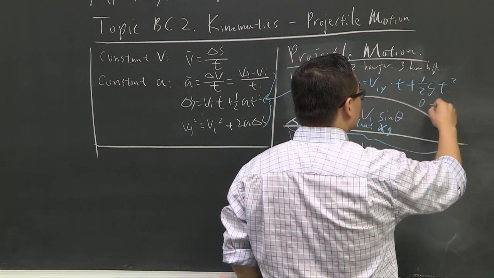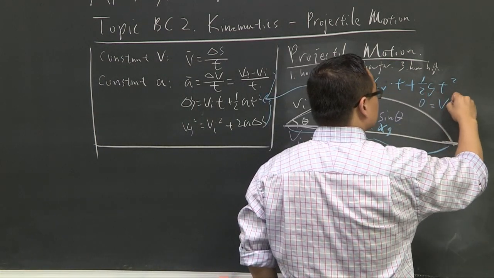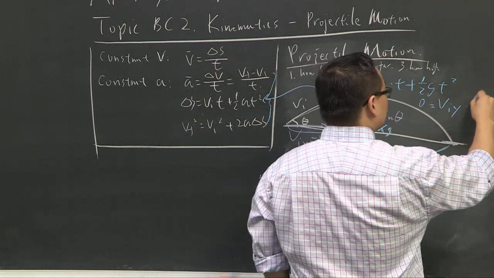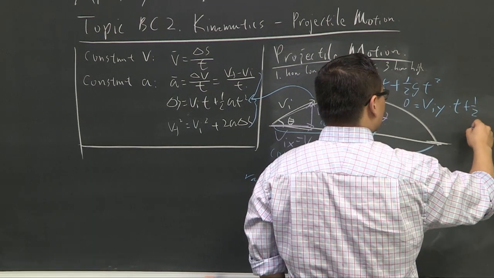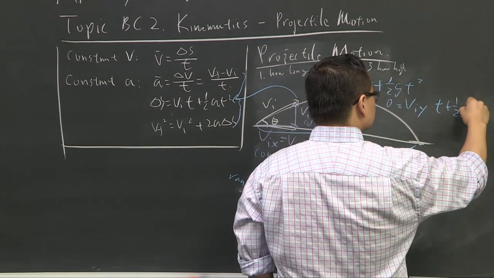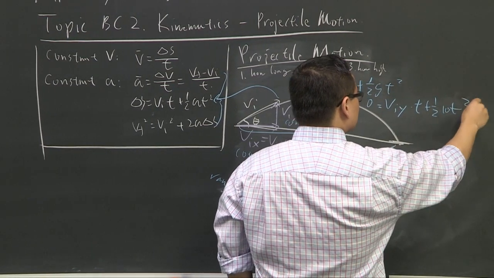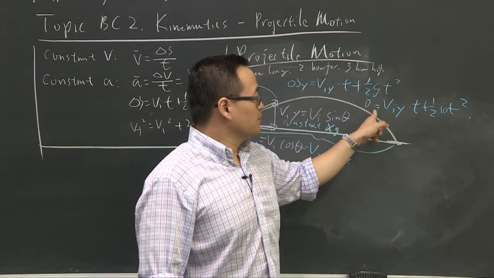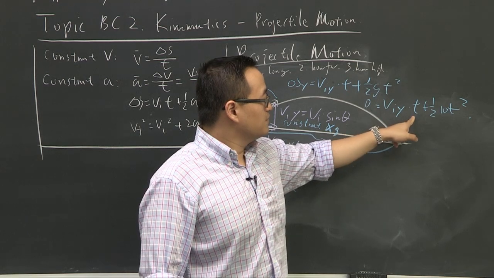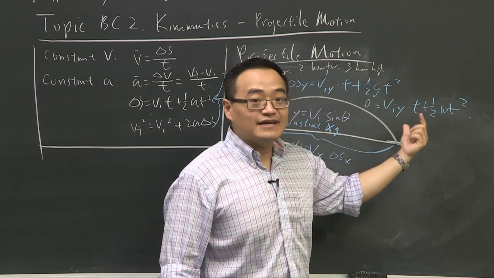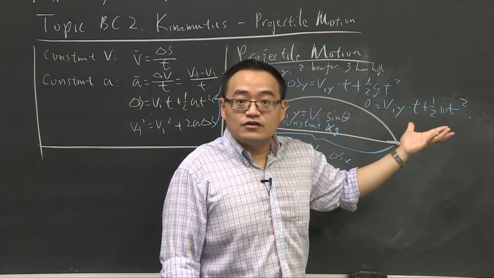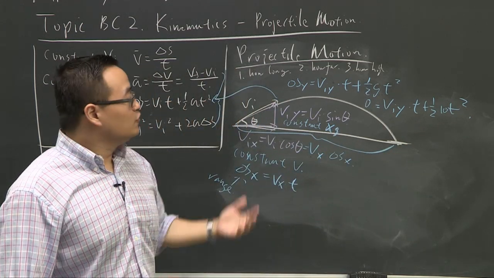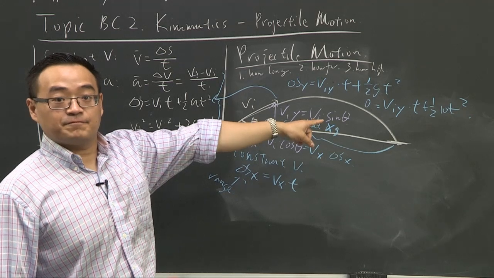You have 0, right? And you know what VIy is because you calculate here. It's just VI times sine theta times t plus 1/2 of 10 times t squared. This is a number. This is 0. T, right? You can actually factor out a t and solve for it. You're done. Okay? Look how simple that problem is. You can simply get t like that.